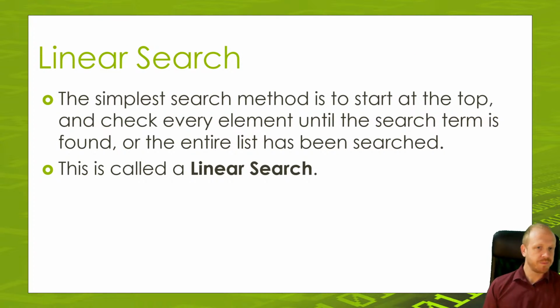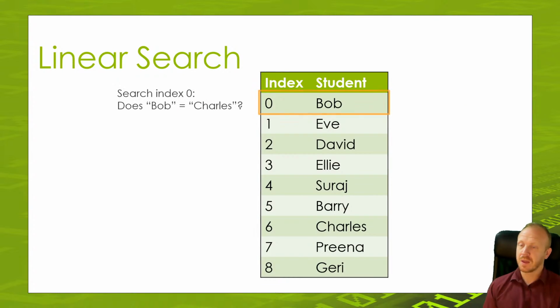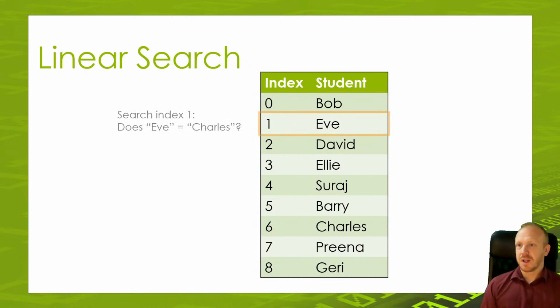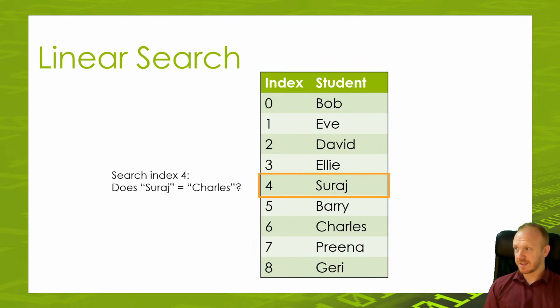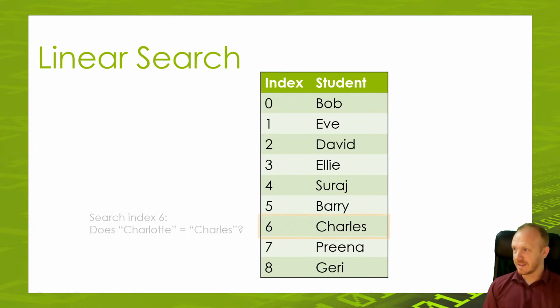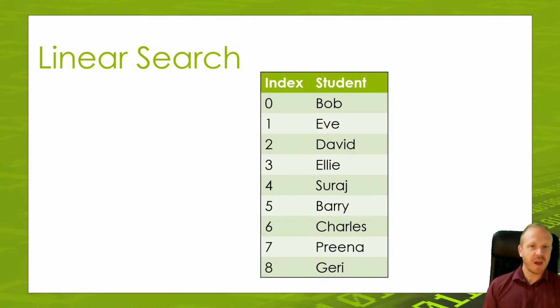The most obvious one is a linear search. In a linear search, we start at the top and we check every element until it's either found or until we reach the last element of the list. That way we know for certain whether or not it's in there. So we start at the top. Is that Charles? No. Is that Charles? No. Is that Charles? No. Is that? Is that? Is that? Is that? Yes it is. There we are, we've found it. There's a fault with the animation there, but that's how a linear search works.